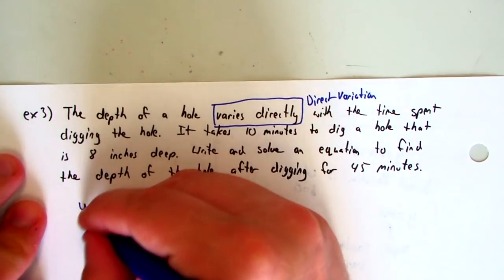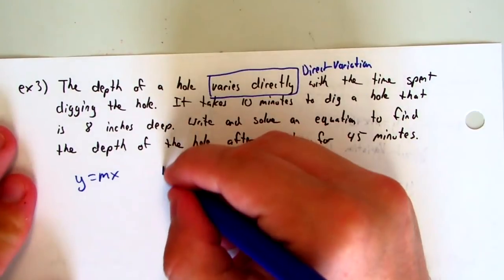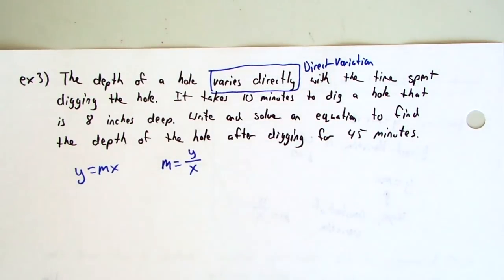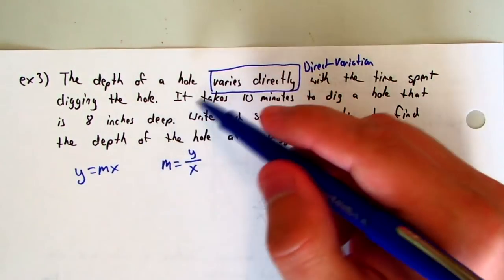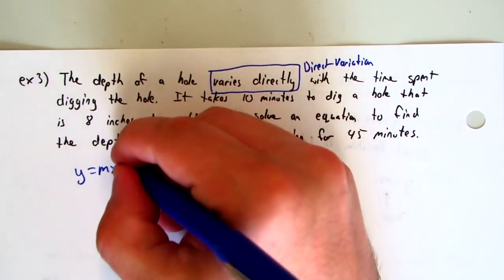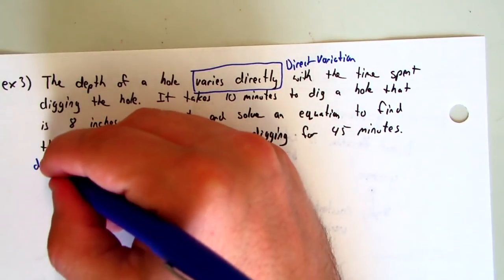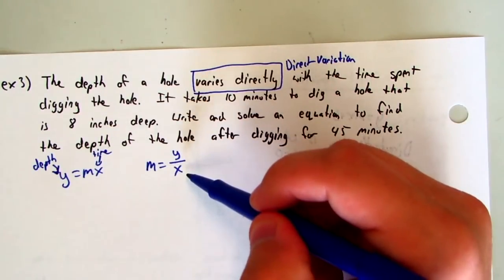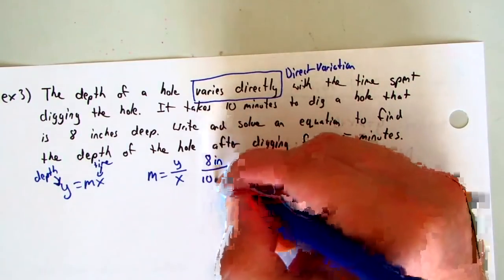So, first of all, this is our direct variation equation. We want to have our slope, or our constant of variation, be y divided by x. So we're talking about 10 minutes to dig a hole that is 8 inches deep. It varies directly with the time spent, which means that our time spent is our input, and this is the depth of the hole. So time is going to be in the denominator. Depth is going to be in the numerator. So we have 8 inches for 10 minutes.